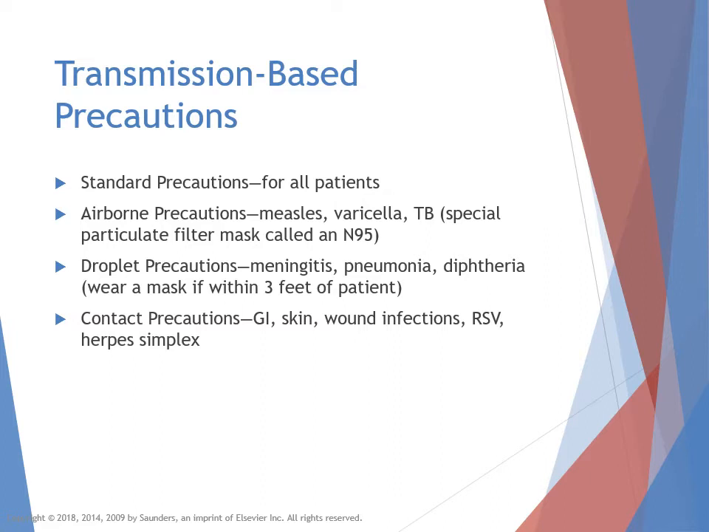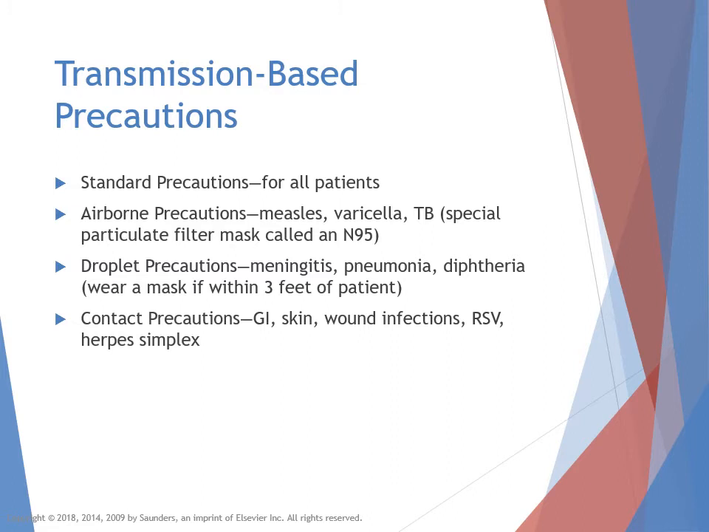So we have standard precautions used for all patients. Then we have airborne precautions. Some patients that are placed on airborne precaution, examples include patients with measles, varicella, as well as TB. These are some examples. For TB, those patients need to use a special particulate filtered mask called an N95. You can see a picture of that in your book. So those TB patients have that special mask.